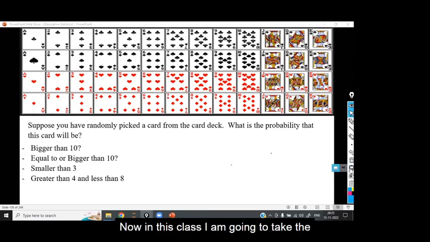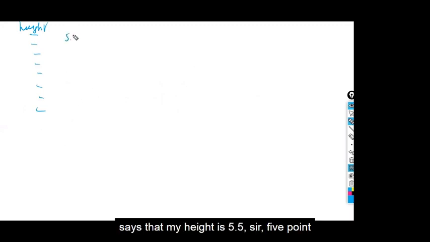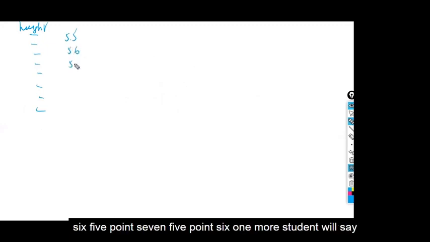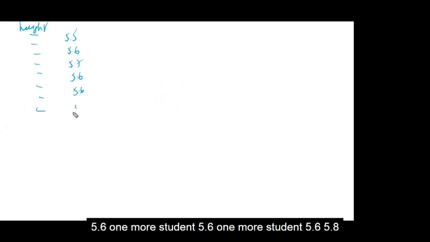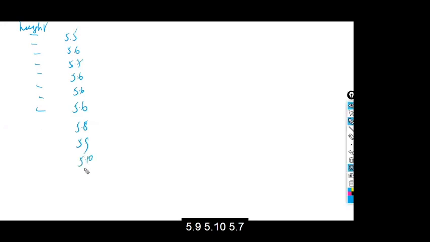Now in this class, I am going to take the heights of each and every student. Every student's height I am going to consider. In the offline class, whatever students are there, the first student says my height is 5.5, sir. 5.6, 5.7, 5.6. One more student will say 5.6. One more student 5.6, 5.8, 5.9, 5.10, 5.7. Something like this I have got.